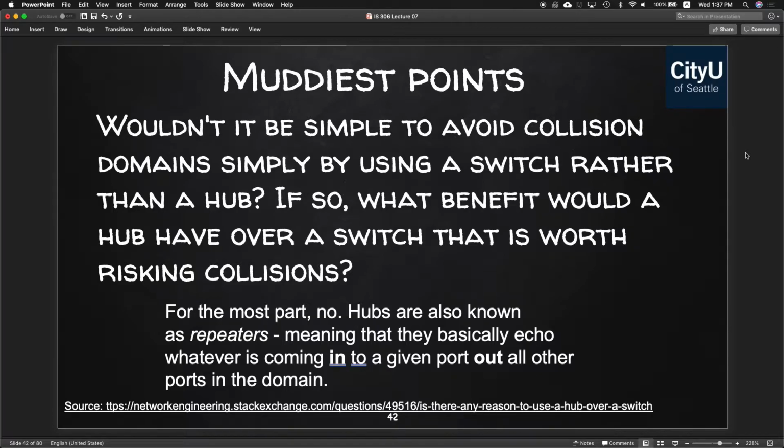Hubs are also known as repeaters, meaning that they basically echo whatever is coming in on a given port out all other ports in the domain. So again, that's why the switch was created, because of the failures of the hub.